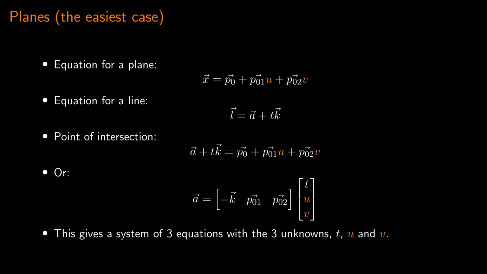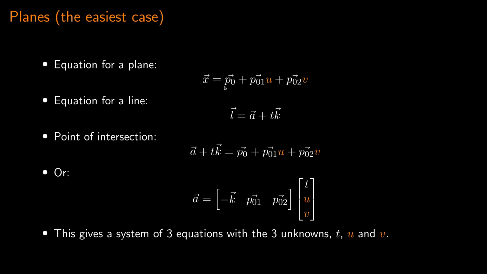So if you remember back to the episode where we talked about planes, the standard vector equation for a plane is given here. The vector x is p0 plus p01 u plus p02 v. And it's not a coincidence that these are u and v. So these are scalar quantities that represent some distance along these two vectors. We have an origin vector, and then x is simply the vector of all of the points on the plane.